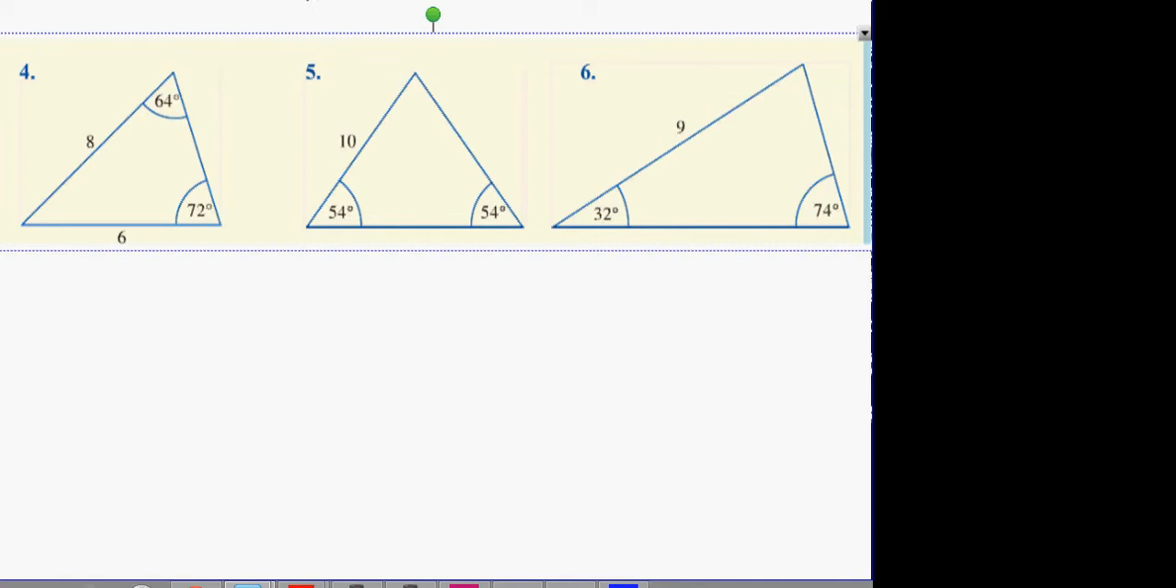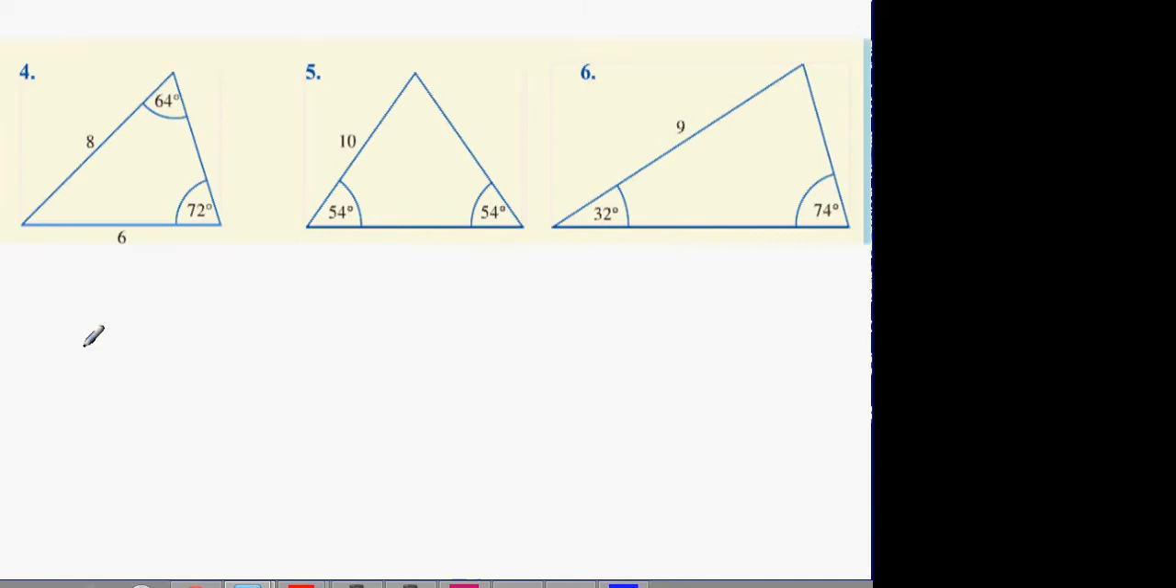You write down the area equals a half AB sine C. So in this question, whichever angle I'm using is going to be C. I have to use the angle in between the two sides I know.